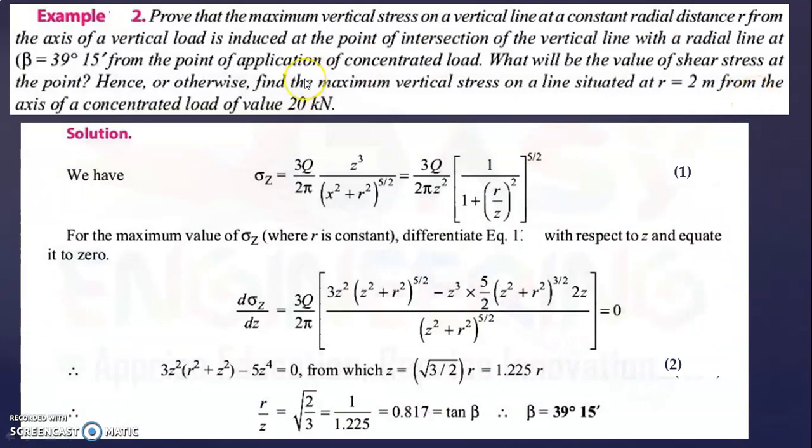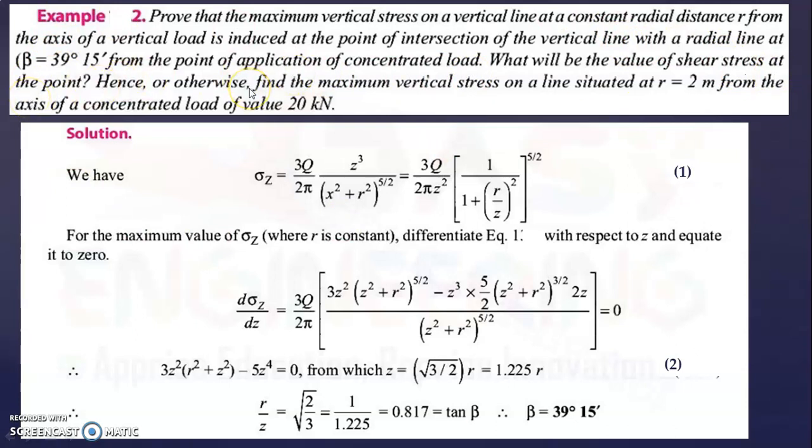I have told while explaining the vertical stress on vertical plane. Now see here, prove that maximum vertical stress on a vertical line at a constant radial distance r from the axis of the vertical load is induced at the point of intersection of the vertical line with a radial line at beta is 39 degree 15 radians from the point of application of concentrated load. What will be the value of shear stress at the point?